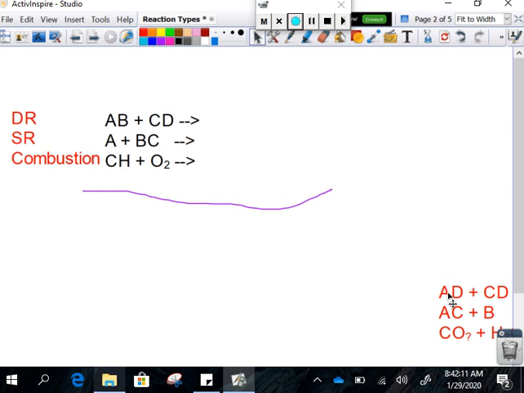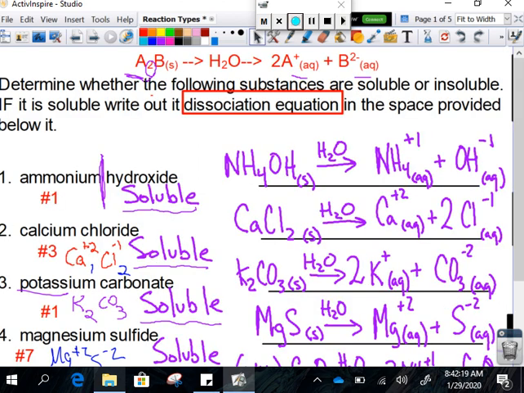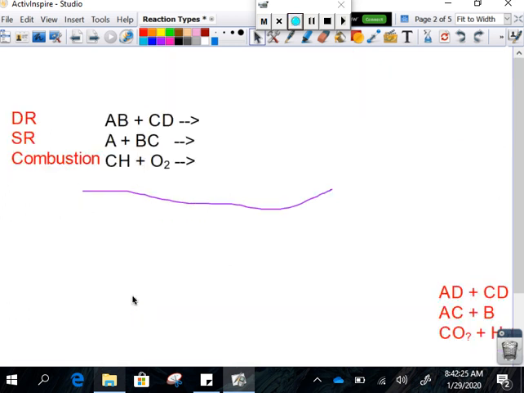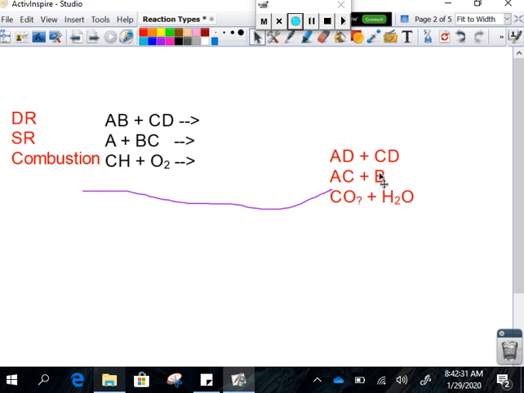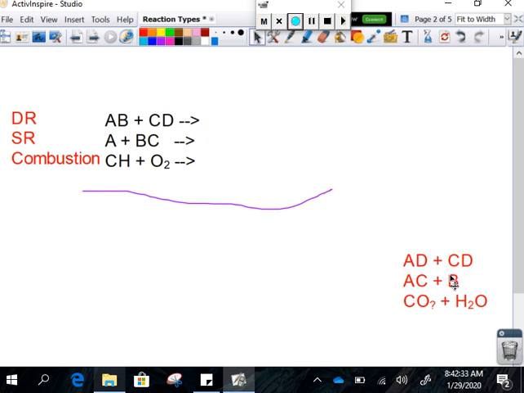Might be potassium, carbonate, ammonium, hydroxide. That's four different pieces. Like, it could be ammonium, hydroxide, potassium, carbonate. So A and B, C and D. And once we've identified that we've got two compounds, we know that the pieces are going to switch around. That's how you identify a double replacement.